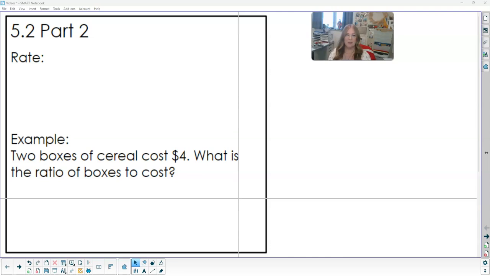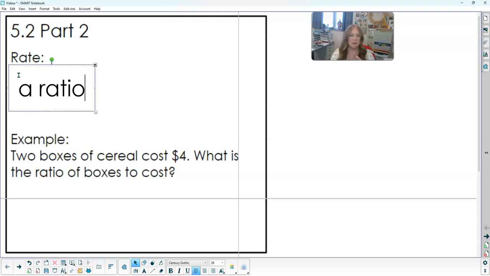For our 5.2 part 2 notes, we're going to be taking those equivalent ratio tables that we've been practicing, and we're going to start applying them to a rate to find the rate of something. So what is a rate? Well, a rate is a ratio, so still a fraction that's comparing two things.